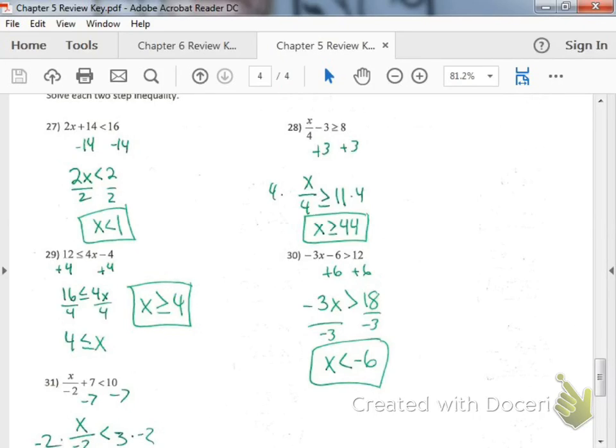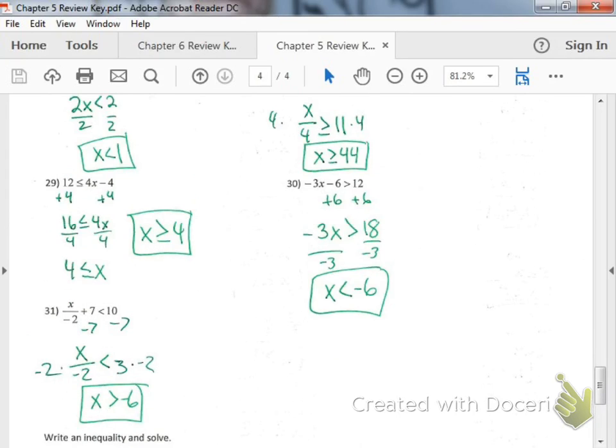All right, I'll scroll a little bit just so you can see that last one. Remember, you did not have to do the word problems at the end of this packet, so don't worry about those. Those will not be on the final. Raise your hands if you have any questions on Chapter 5.